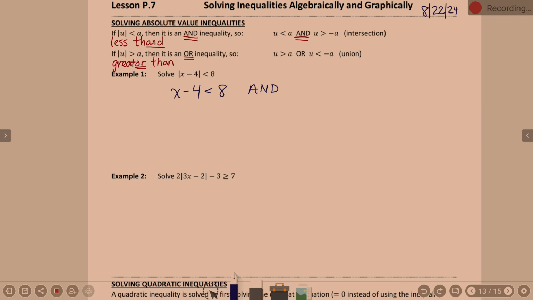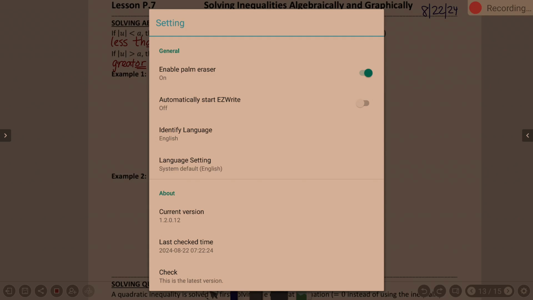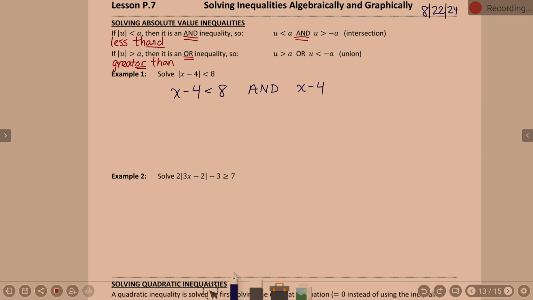And whether you're doing and or, the next piece is the same idea, is that you keep whatever's in the absolute value as is. So we're keeping the x minus 4. The inequality sign is going to reverse, so less than becomes greater than. And the positive 8 becomes negative 8. You do the opposite of whatever's on the right. Okay, we've got two basic pieces to solve. I doubt you need me for those.